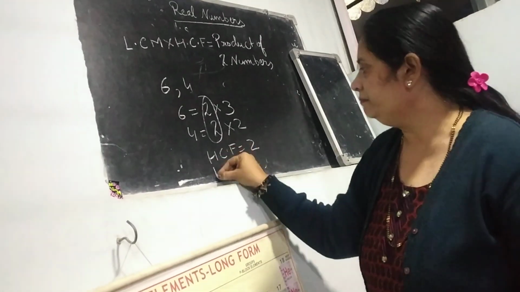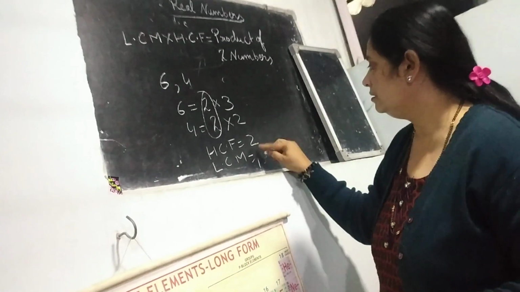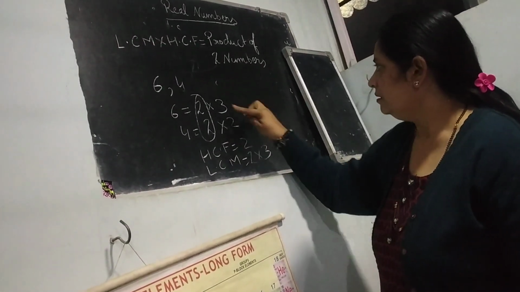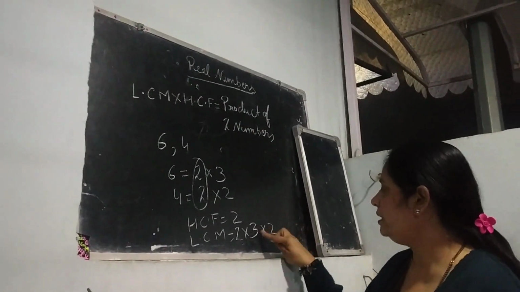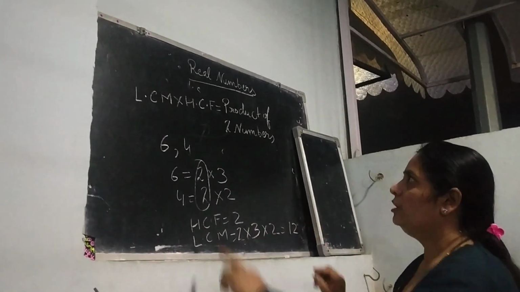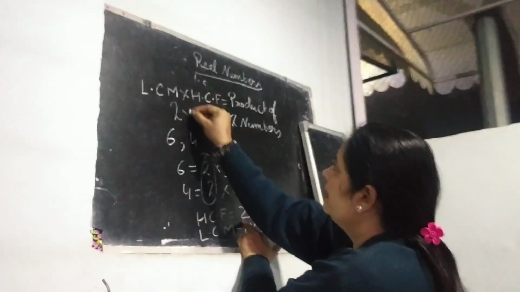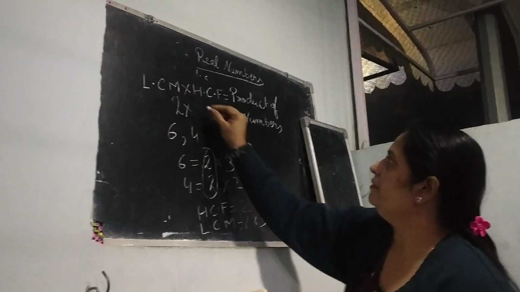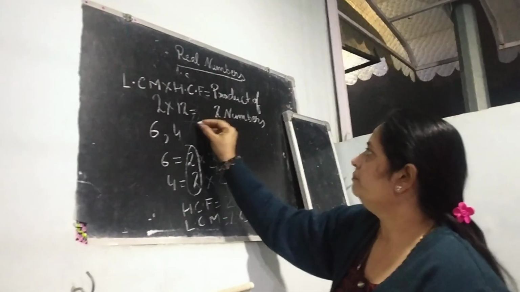And what is the LCM? The common factor is taken once: 2 into 3 into 2. So 2 times 3 is 6 and 6 times 2 is 12. So LCM is equal to 12. Now as per this rule, HCF is 2 and your LCM is 12, and the product of the two is 24.